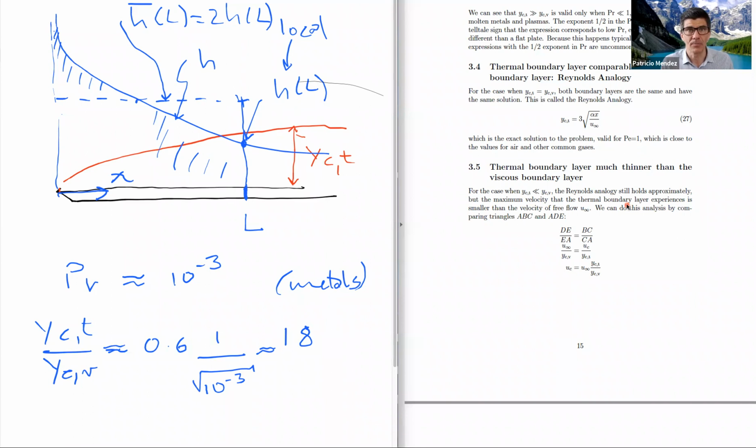Isn't this awesome? Because it took Prandtl a lifetime of pain to figure out the viscous boundary layer. And just for the case when alpha equals nu, right? When Prandtl equals 1, we say, you know what? Same thing. I don't even need to think about it, right? This is what is called the Reynolds analogy.